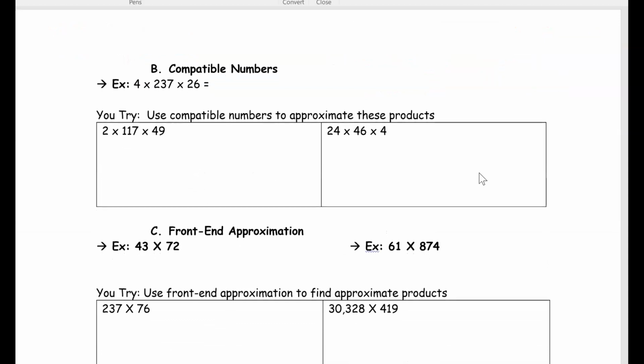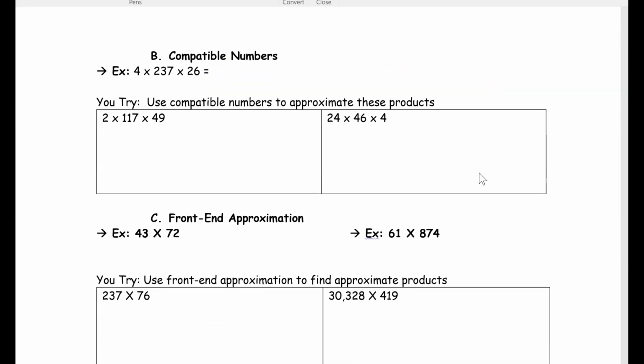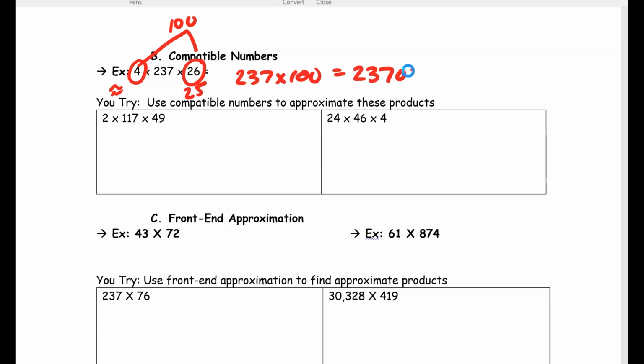So now we're going to come back to compatible numbers and we're going to combine it with the rounding. So if you take a problem like this example, how could we round this to use compatible numbers? So for example, the 4 is a friendly number with 25. 26 is really close. So if we say, all right, well, we're going to round this to 25, then we get 100. And then we get 237 times 100, which is just 237 and 2 zeros. That allows us to round. So that's our approximate answer.